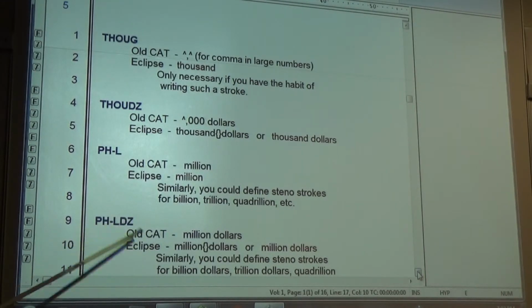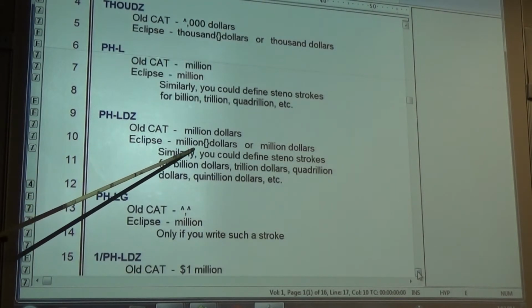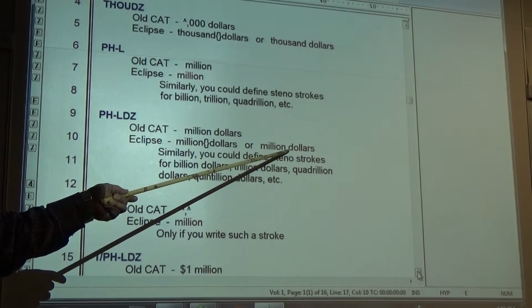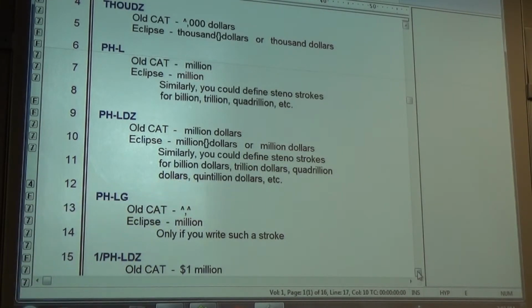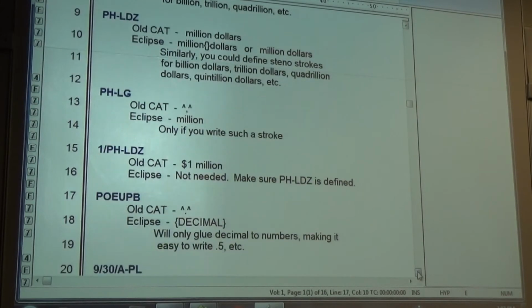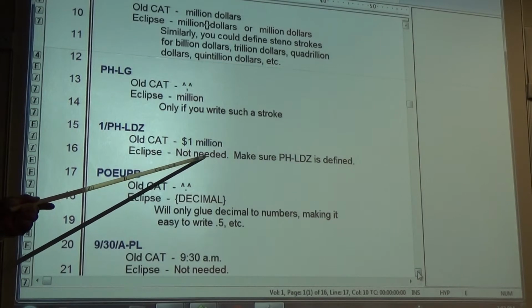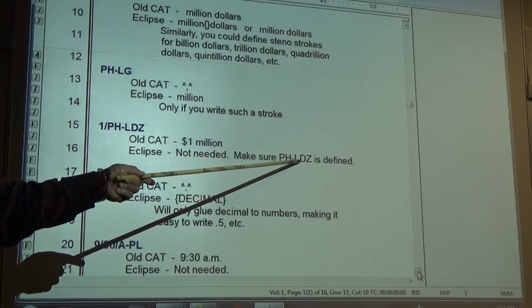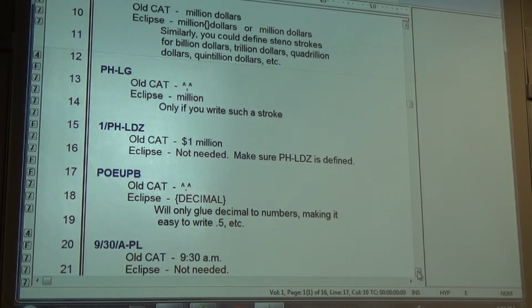$1 million is the same way, okay? To me, they tell you can do it either way, so keep it simple. If you do $1 million, and that's the way you do it, you don't have to write the 1 anymore. Not needed. Just make sure that MLDZ is defined as your $1 million. That's all you have to worry about.